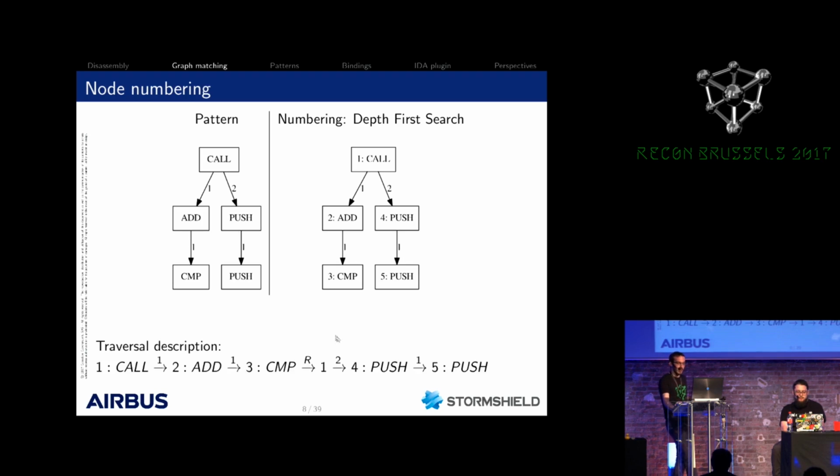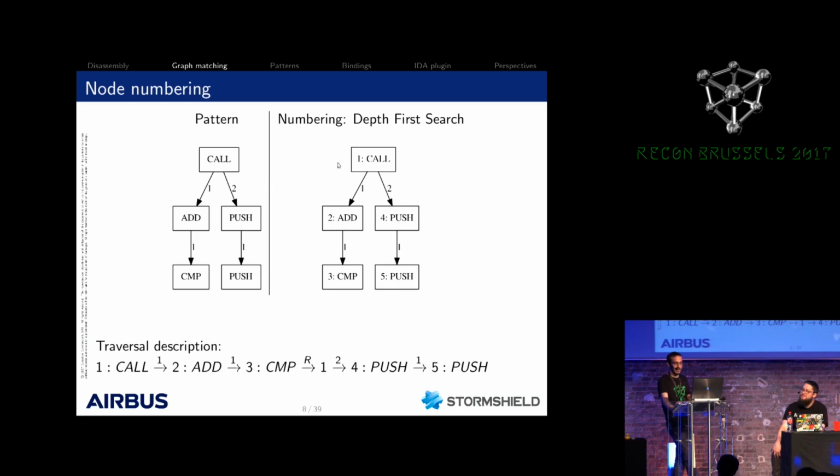So I can describe it in a text way like this. It's equivalent to the pattern, and that means, okay, I'm looking for a graph which has as a first node a call, then it has a first child. If you take it, you get to an add. Then I take again the first child. If you take it, you get to a compare. Then you go back to the node numbered 1, which was the call.